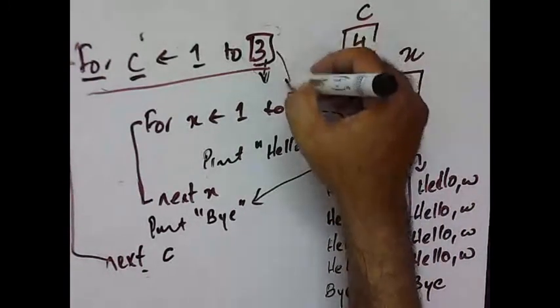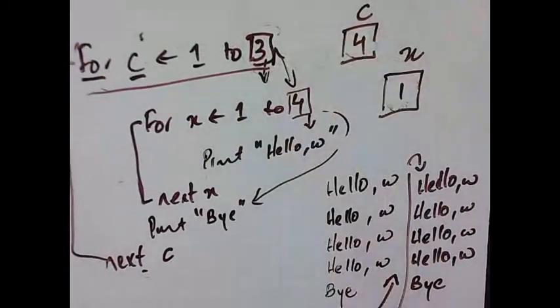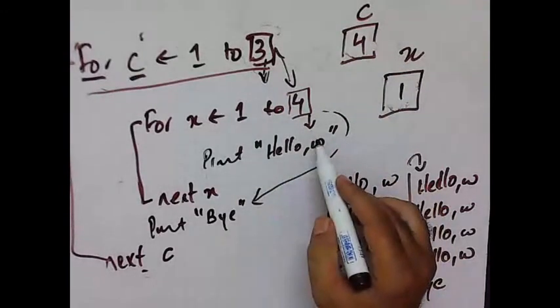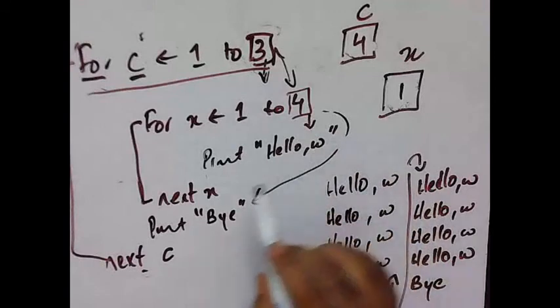So we can also multiply these two values to find out how many number of times the statement within the inner loop will get executed. So I hope this made some sense.